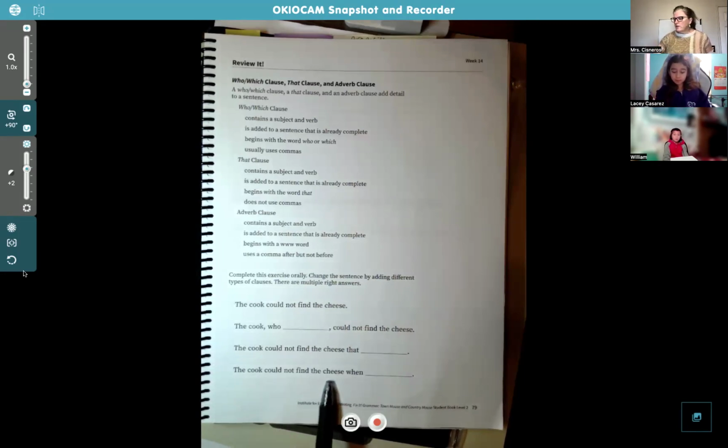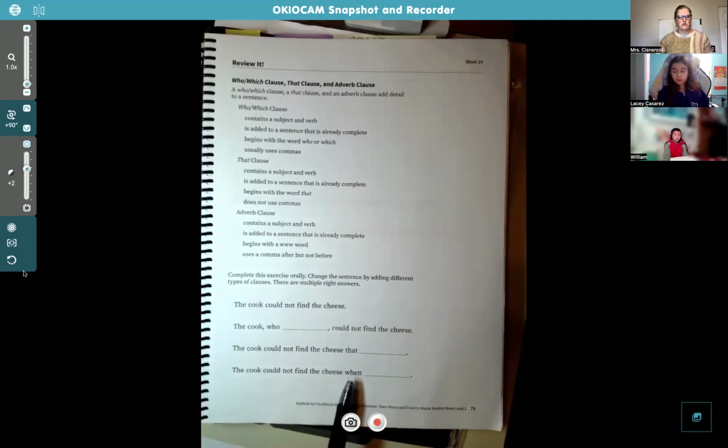The cook could not find the cheese when, and this is an adverb clause because remember the www.asia, when, while, where, when is part of that. So the cook could not find the cheese when blank. It has to have a verb with it too. The cook could not find the cheese when it was time for dinner.